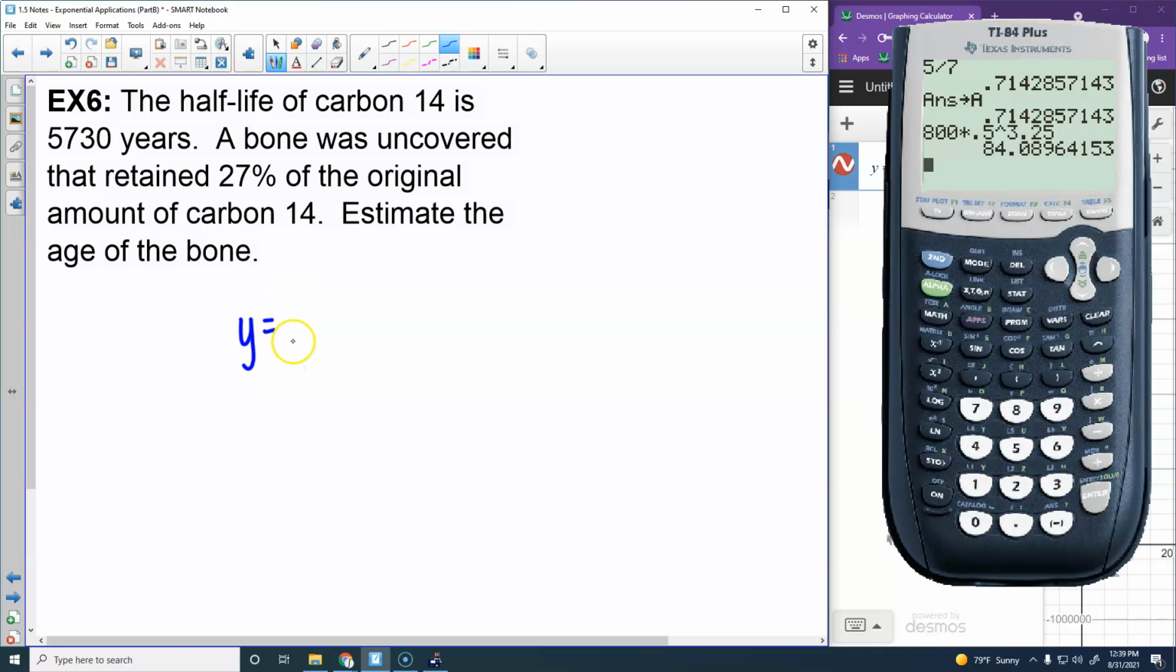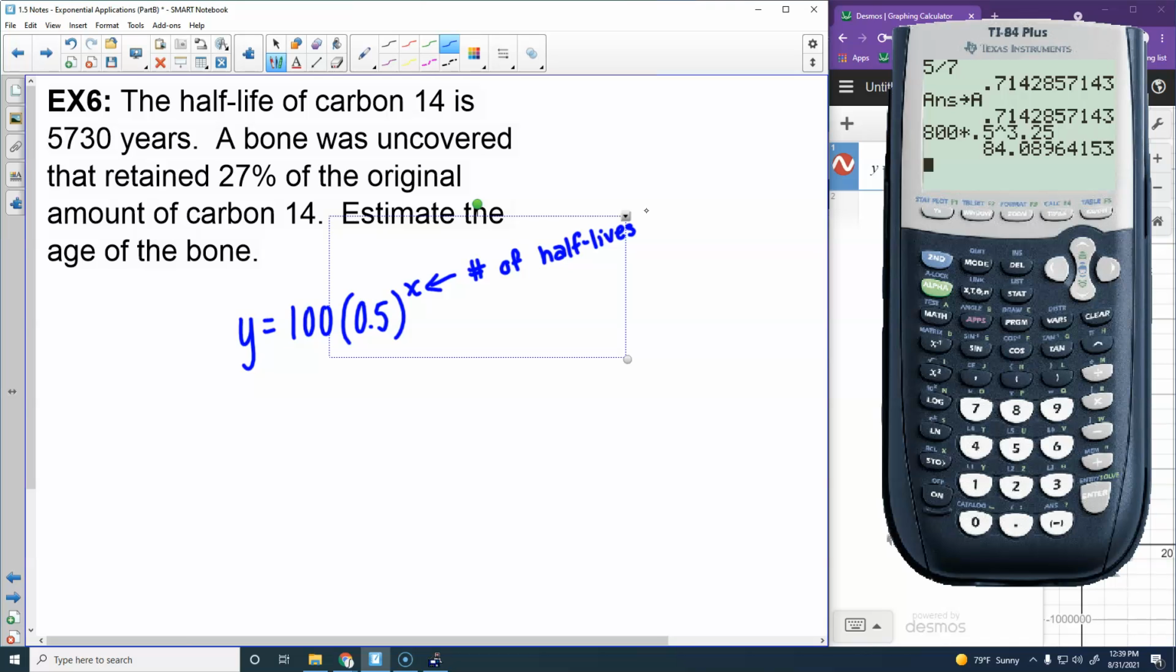So we're going to have y equals, I don't know what my original amount is, so I could use 1. I'm going to use 100. I just like it. It's easy to deal with here. But you could use 1. You could use 7.253 if you want, but that's just going to make it hard to deal with. And then times 0.5 to the x power. But remember here, this is number of half-lives. It is not years. It's number of half-lives.